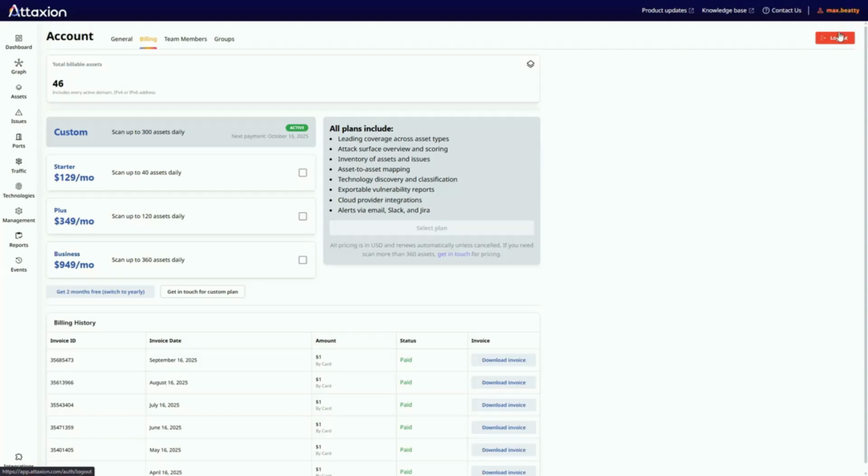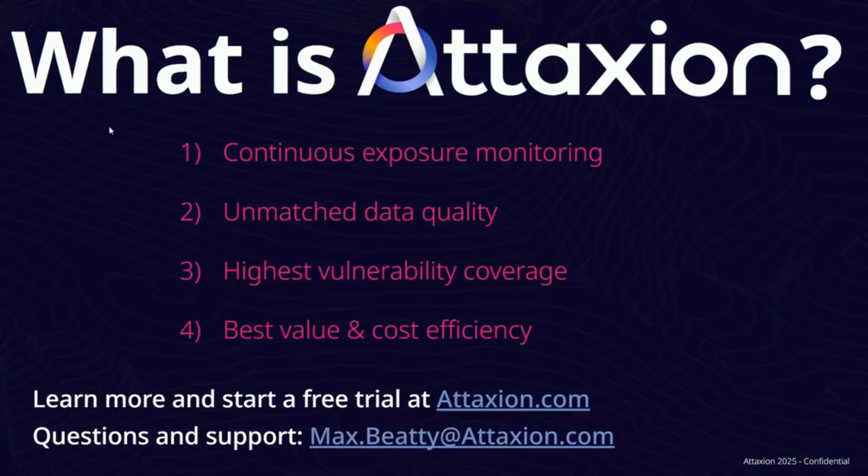And finally, one of our goals when we set out to build Attaxion was to really be the most cost-effective and most valuable tool on the market. And we really hope to live up to that promise by offering transparent, easy to understand pricing that only takes into account assets that you actually own that aren't part of any sort of content delivery network that you have no control over. And coming back now to what is Attaxion.